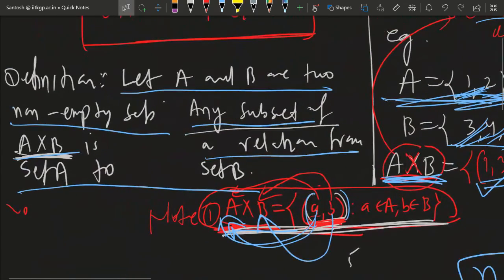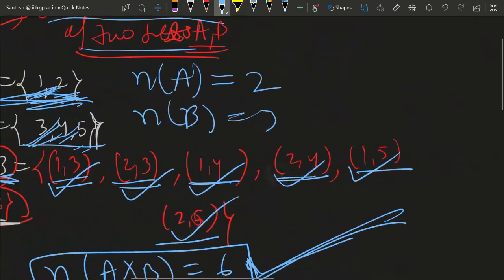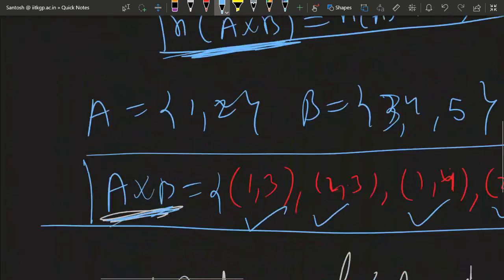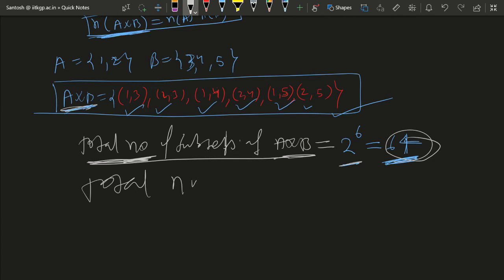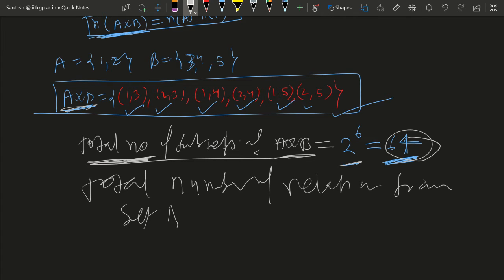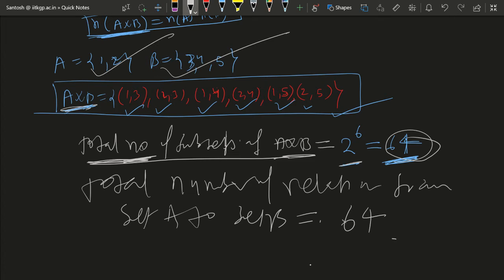So definition is any subset of A cross B is a relation from A to B. In exam, suppose they ask you how many relations can be defined from set A to set B. Like I told you in the example, I will tell you the formula also. Total number of subsets of A cross B is 2 raised to power 6, 64, which means total number of relations from set A to set B we can define is 64, because any subset of A cross B is a relation from A to B. First we calculate A, B, A cross B, then the total number of subsets. So how do I get this?